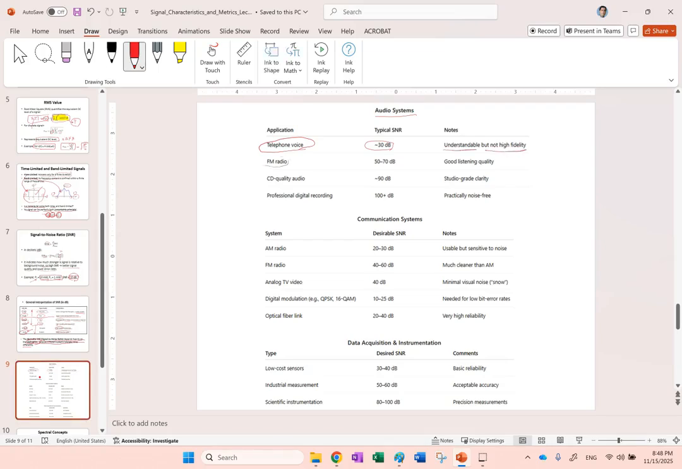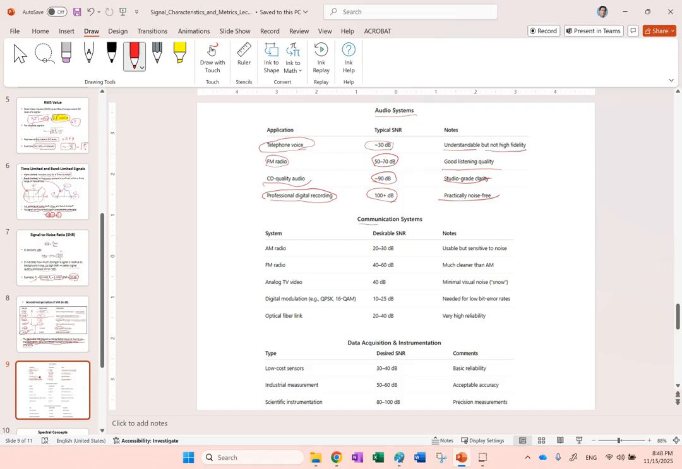If you look at FM radio, now you're looking at 50 to 70 decibel, which means really good quality. CD quality audio is about 90 decibel. It's amazing quality. And if you have a professional digital recording device, you can get plus 100 decibels, which means basically there is no noise and the noise has been completely filtered out. So you can see some ranges in an audio system.